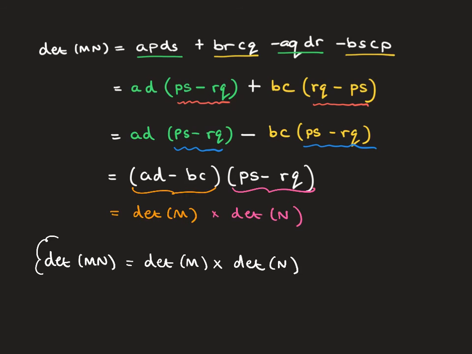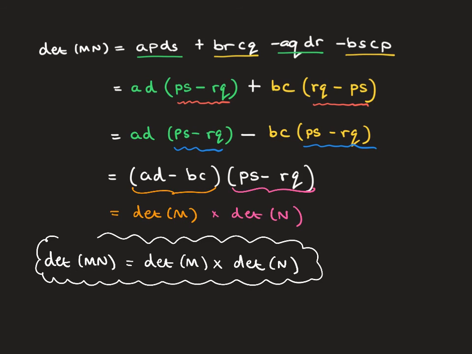So to summarise, we know that the determinant of the product of matrices MN is equal to the determinant of M multiplied by the determinant of N, and this makes perfect sense because M and N represent transformations involving scale factors of area. If you're applying, for example, an area scale factor of 2 followed by an area scale factor of 3, that's the same as applying a single area scale factor of 6.